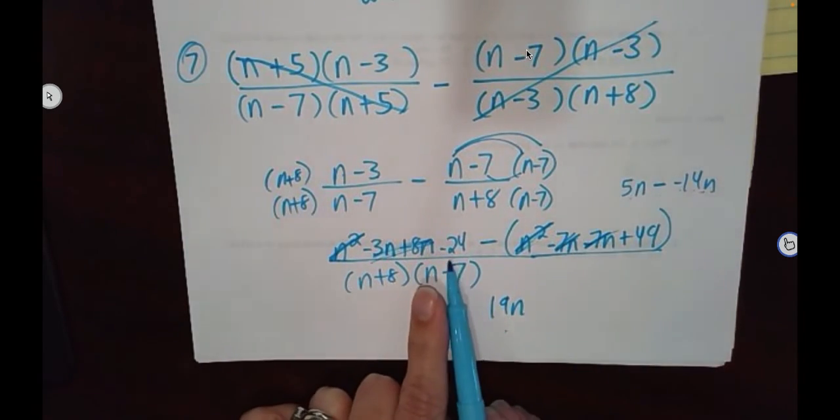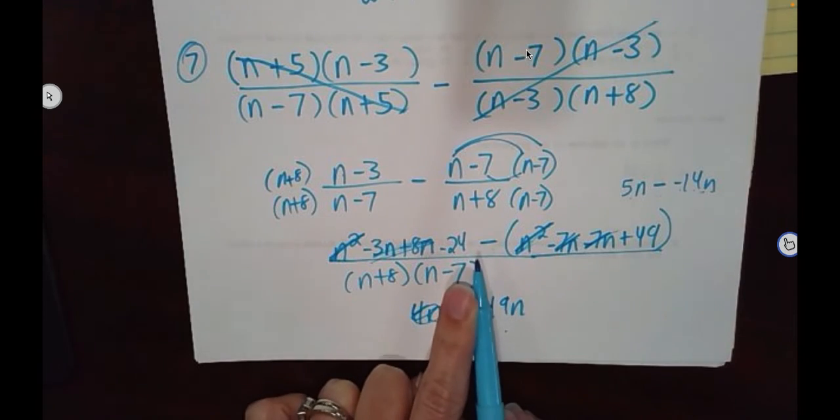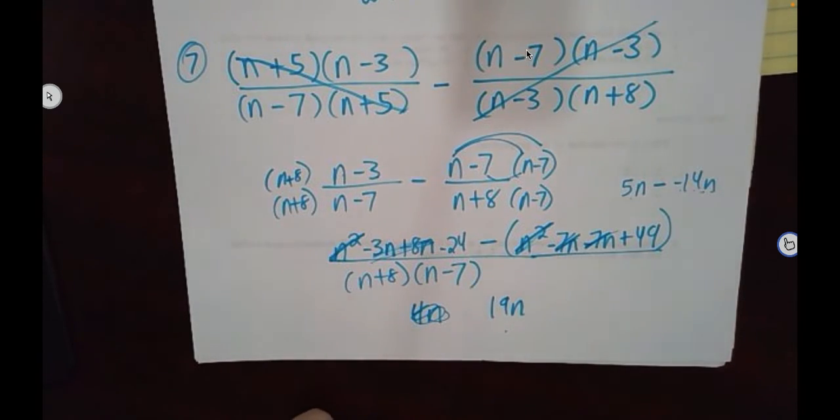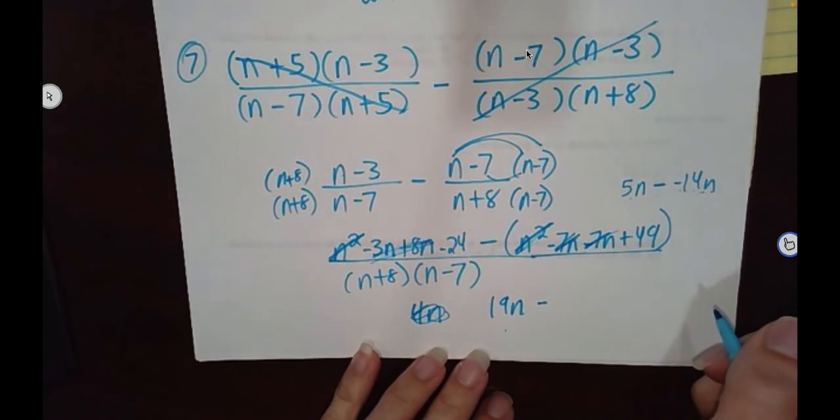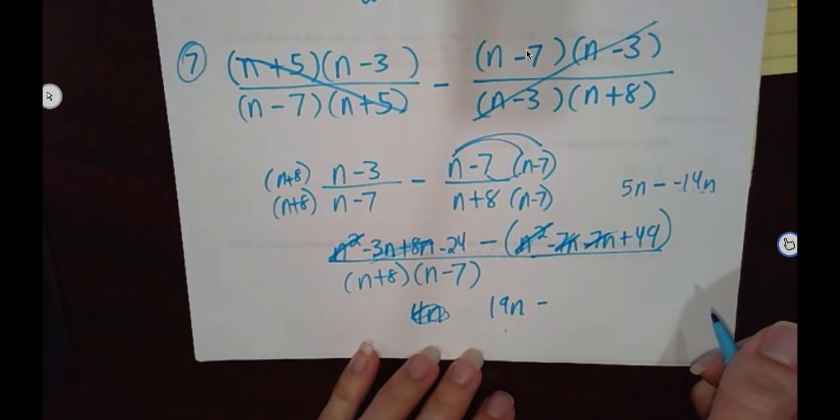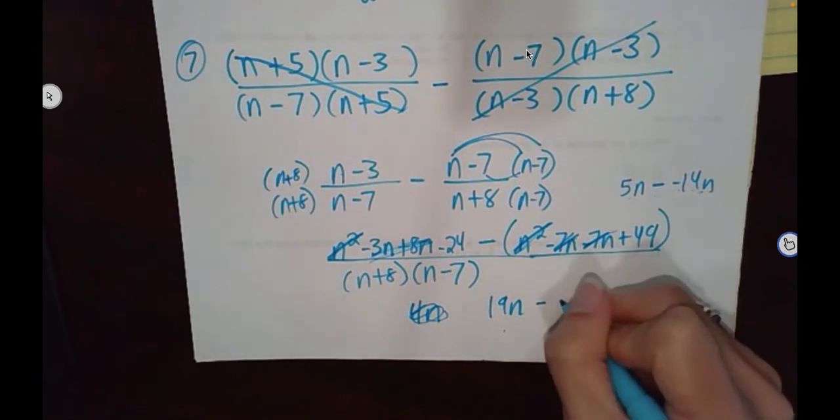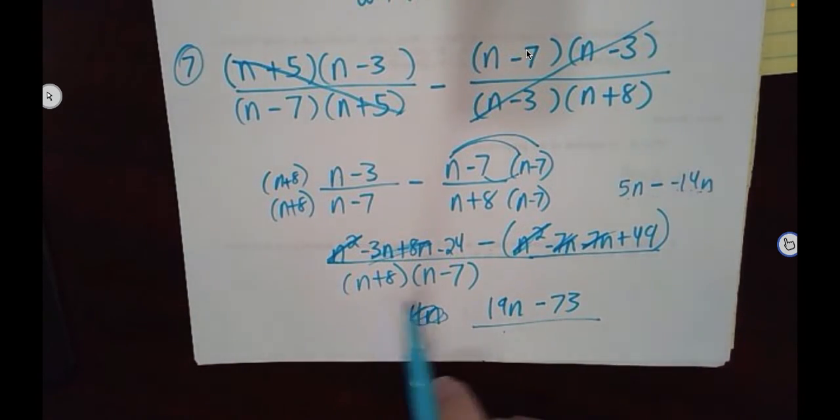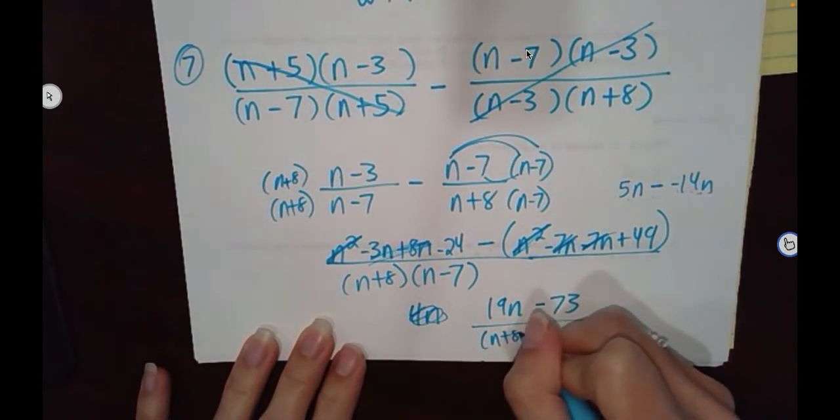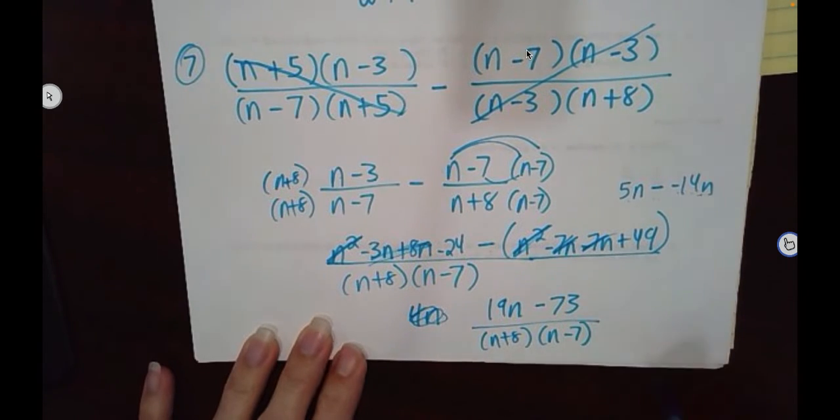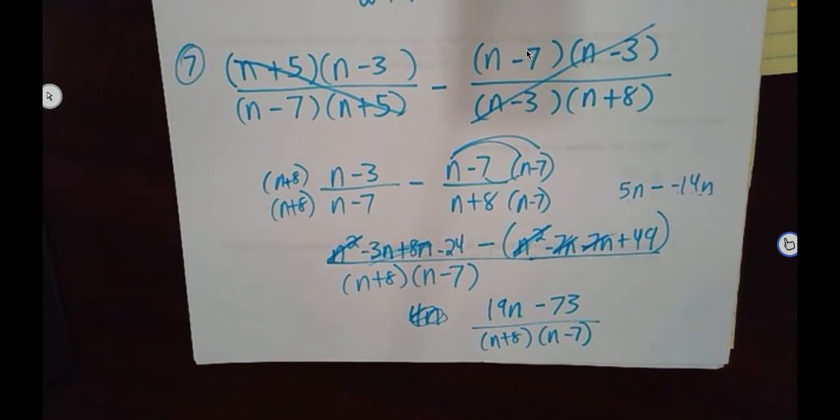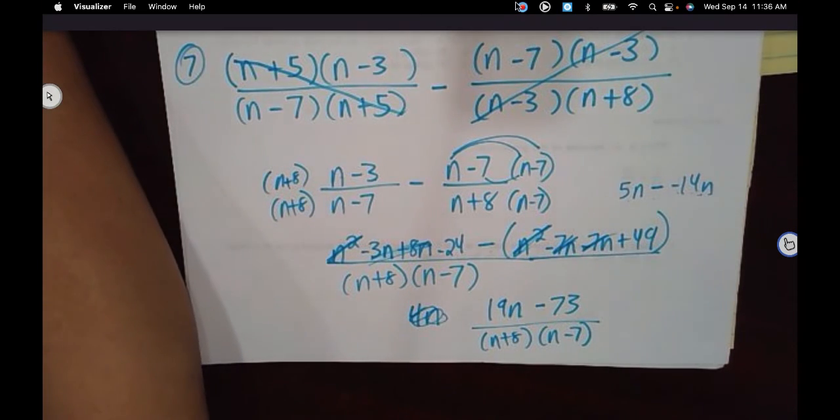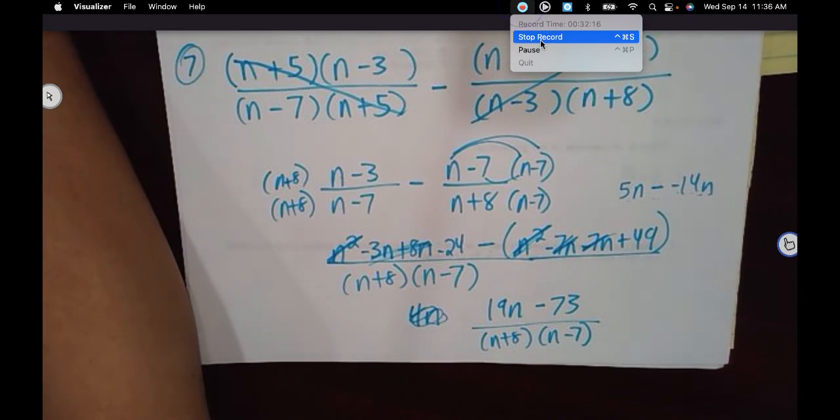So there's all my ends. Then I have, careful with this one, negative 24 minus 49. Negative 73. Then we have our denominator. Was that one multiple choice? Yeah. Do we see that answer? Yep, okay. So there's our answer. All right, we are done. Oh, it's 19. Just that one more thing.